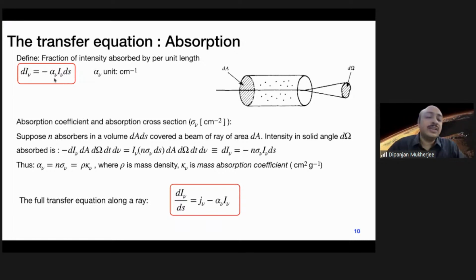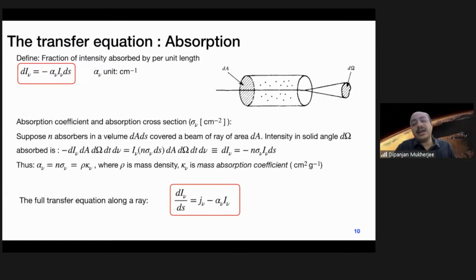So from this, if you just compare the units, there is I nu on the left hand side and I nu on the right hand side. So alpha nu times ds will be non-dimensional. So ds is just the length of the path which is traversed, and then alpha nu is just inverse of length. Okay, so this is the alpha nu, and I will show you now how it is related to the cross section of interaction.